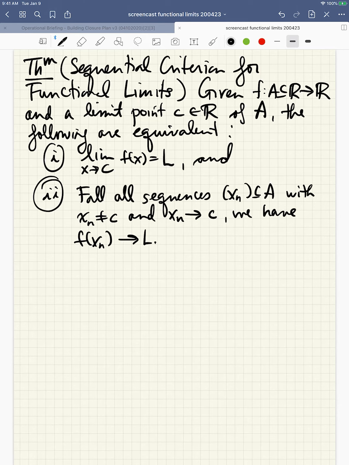Okay? So we've got everything we need to prove this. This answers the question that we started with at the beginning. How do we define functional convergence in terms of sequences that's independent of the sequence you choose? Well, the definition we gave for functional convergence works. Here's the proof.